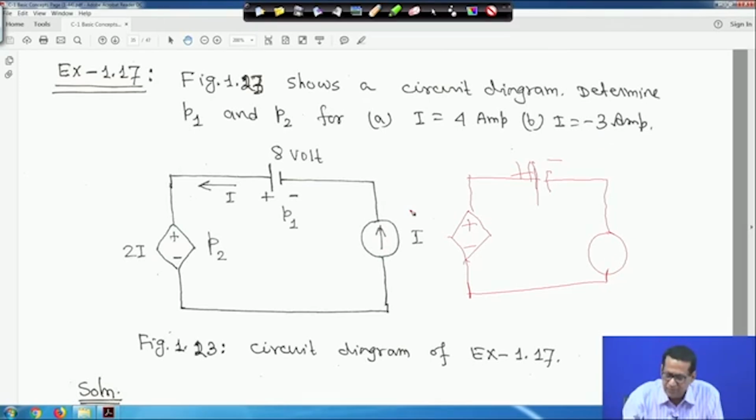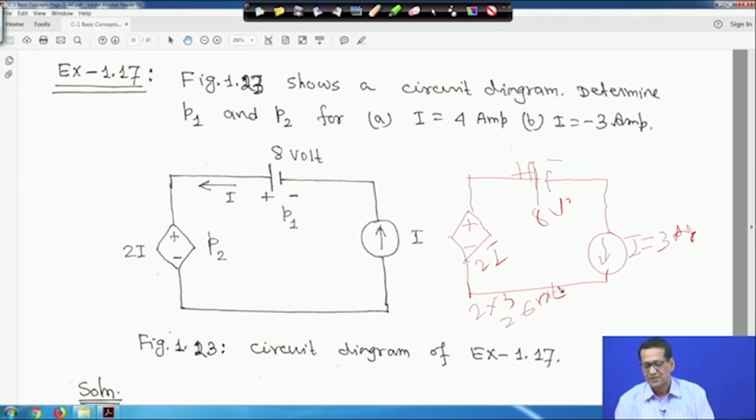So the direction is upward. As it is minus 3, we take the direction as I equal to 3 ampere in this direction. This is my 8 volt, and this is your 2I, the dependent voltage source. Now in this case it will be 2 into 3, that is equal to 6 volt, right. Now this is 8 volt. If the current moves like this, 3 ampere, this is P1 and this is P2.